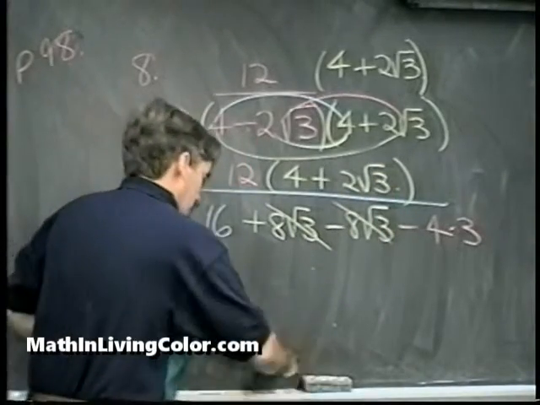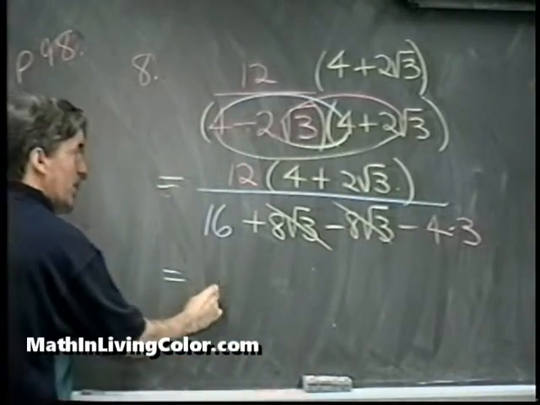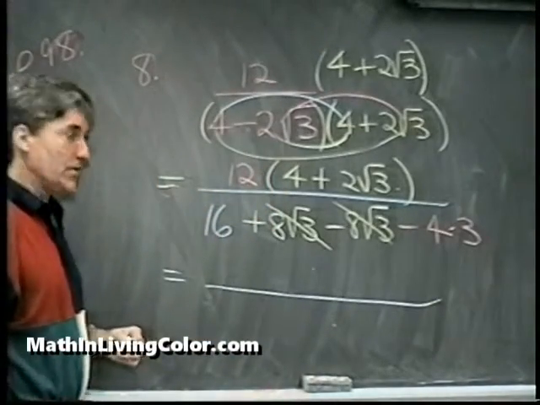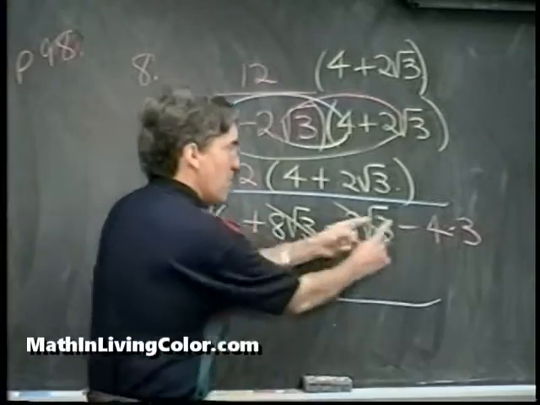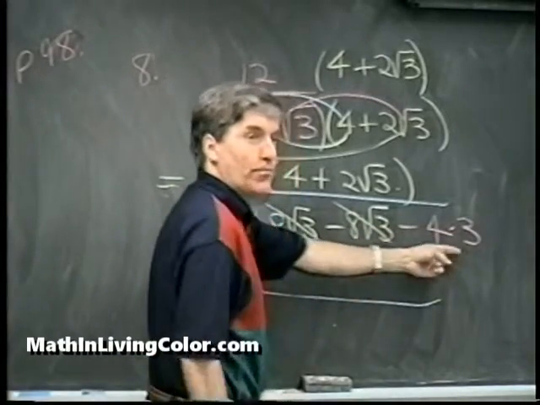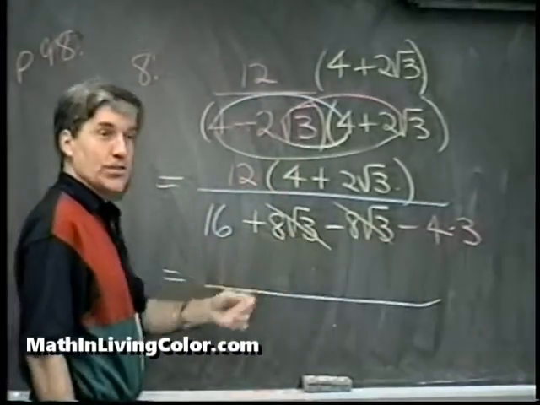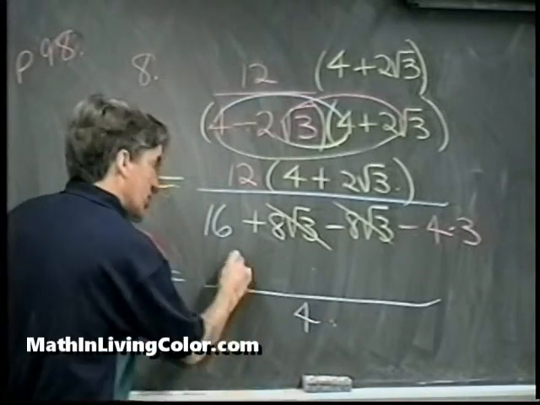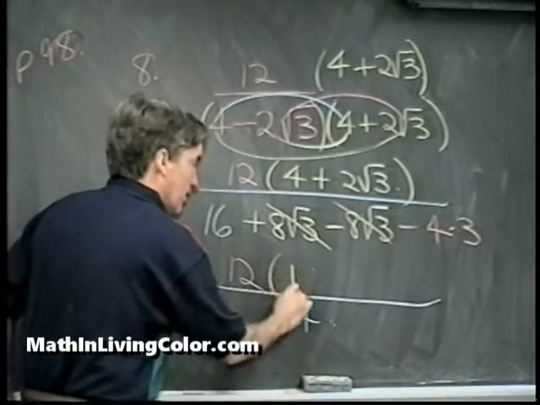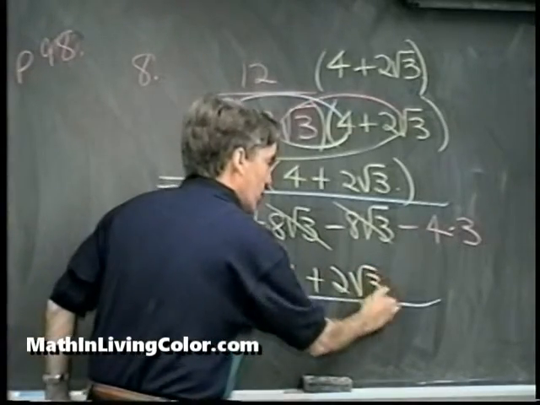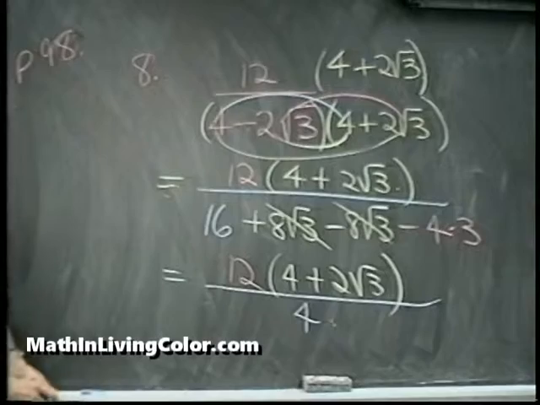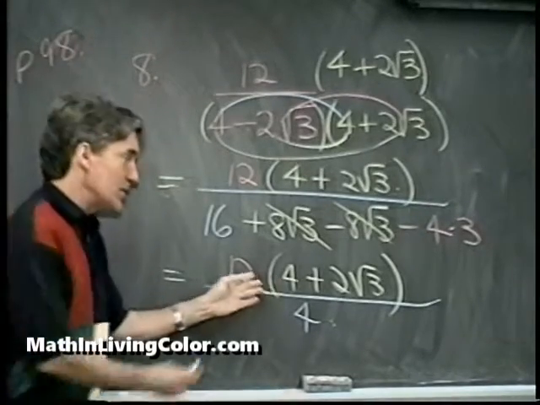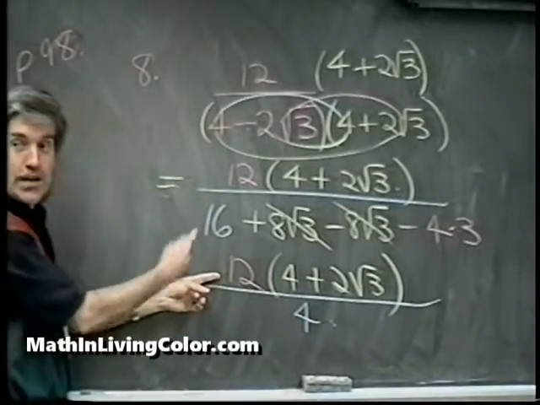Okay? All right, now, for the next step, simplify the denominator. And you'll have 16 minus 12. 16 minus 12 is just 4. So the denominator is 4. And the numerator is 12 times 4 plus 2 square root of 3. Like that. Now what happens? Because this 12 is in a product, 12 times this quantity, 12 is a factor of the entire numerator.